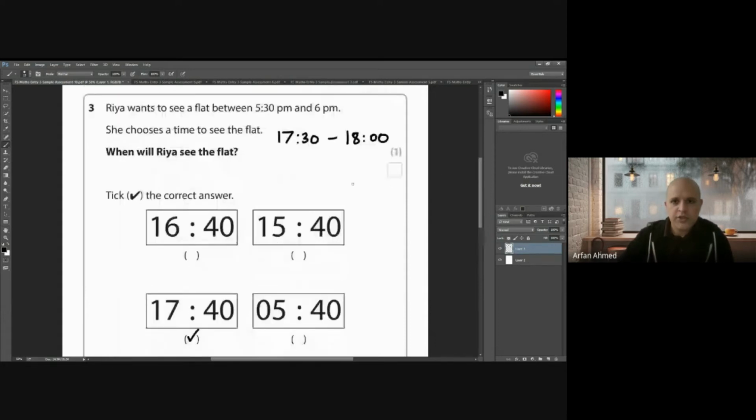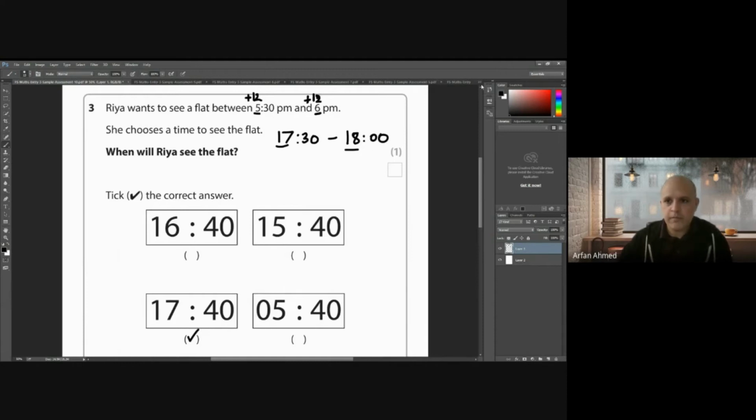How did I change it? Good question. Right. What did I do? I added 12 to this. There's your hour number. So you just add 12 to that. If you add 12 to 5, you get 17. If you add 12 to 6, you get 18. So that's basically how you change it to 24-hour clock if you're not sure.